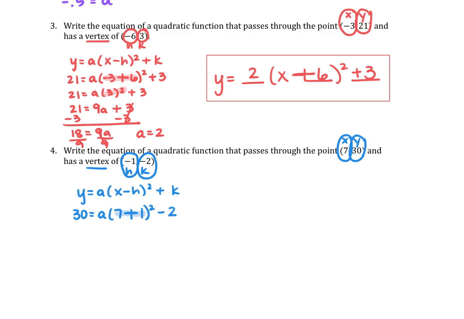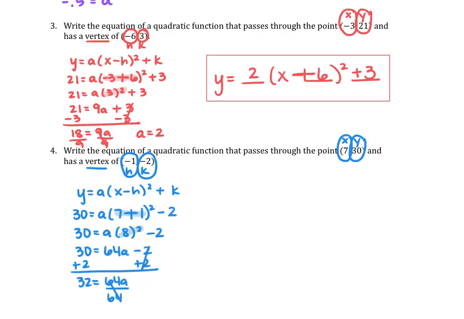Simplify the parentheses. 7 plus 1 will give me 8. Then I'm ready to do my exponent. 8 squared is 64. Remember that's saying a times 64, so I'm going to write that as 64a. Now I solve my equation. I'm going to add 2 to both sides. I get 32 equals 64a. Divide by 64. And I find that a is equivalent to 1/2.